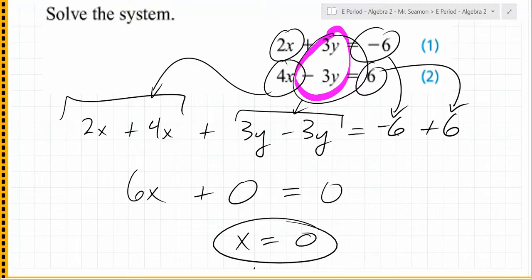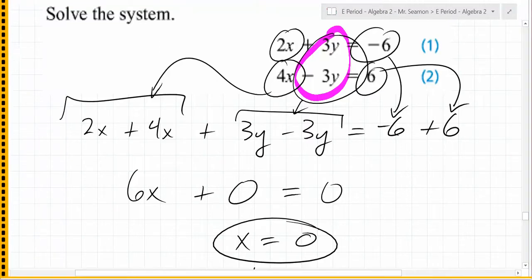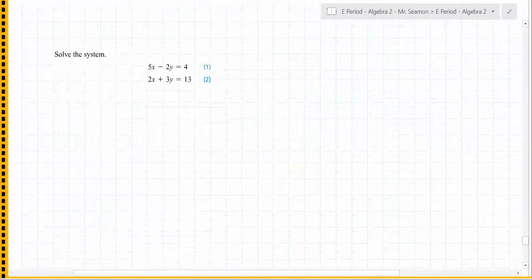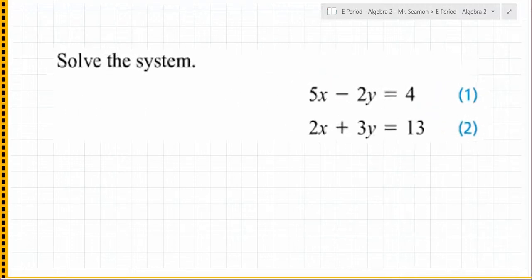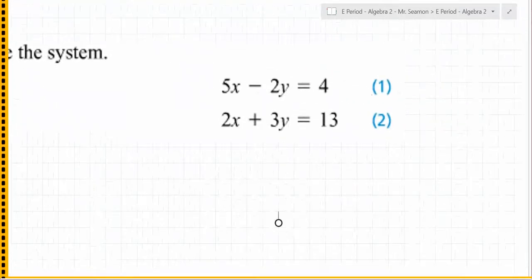So here's the thing. That one right there automatically was a really nice candidate for elimination because you had opposite coefficients. Are you always going to have opposite coefficients? Sometimes you're going to be really close to it and you can make it happen. So here's an example right here. Do you see opposite coefficients right here? What is the coefficient of x in the first one? 5. What's the coefficient of x in the second one? 2. The coefficient of y in the first equation is negative 2. And what's the coefficient of y in the second equation?